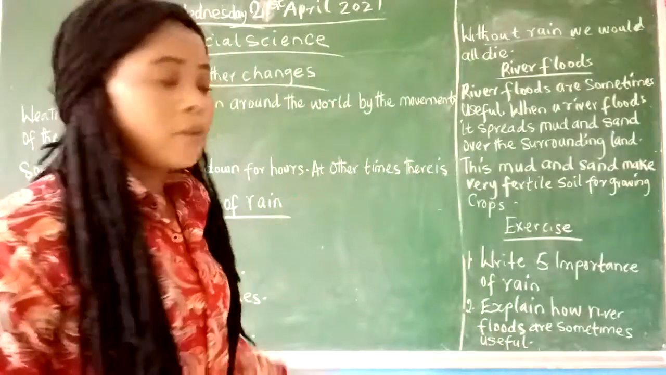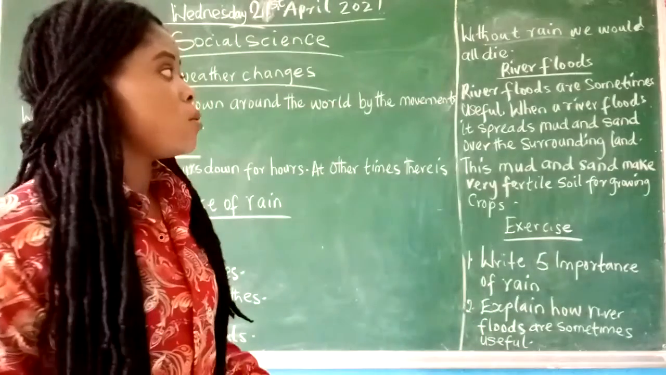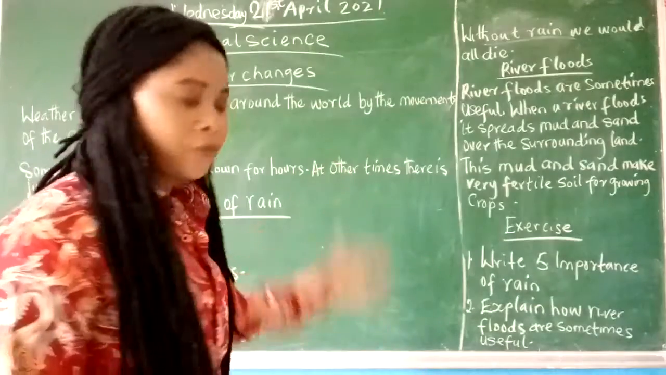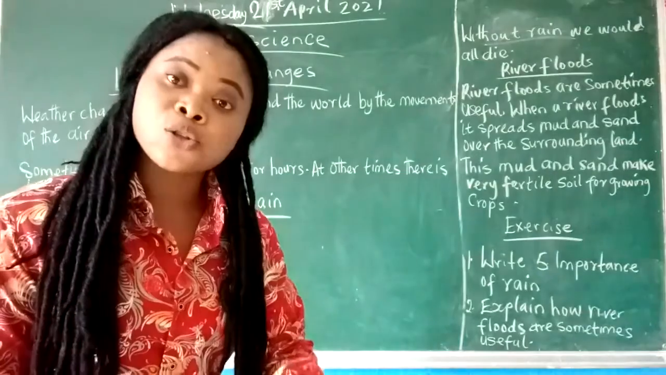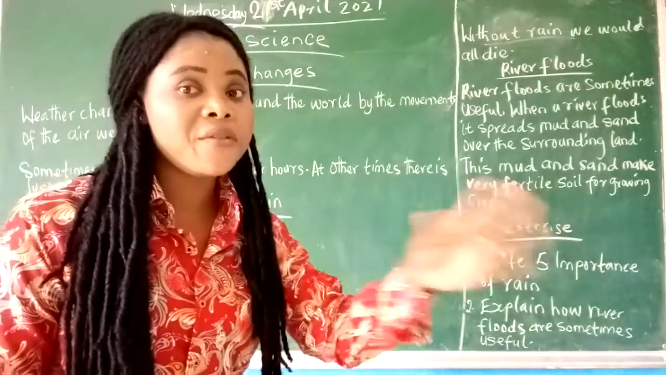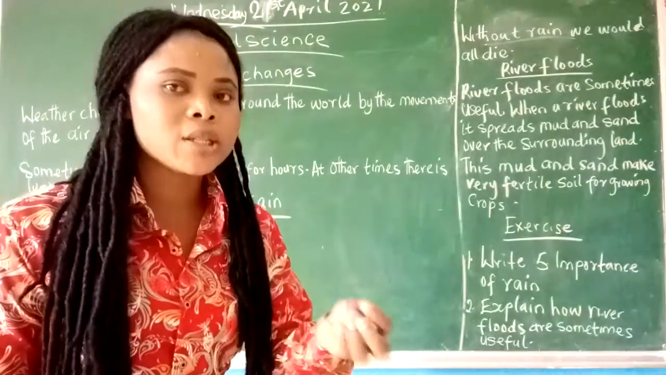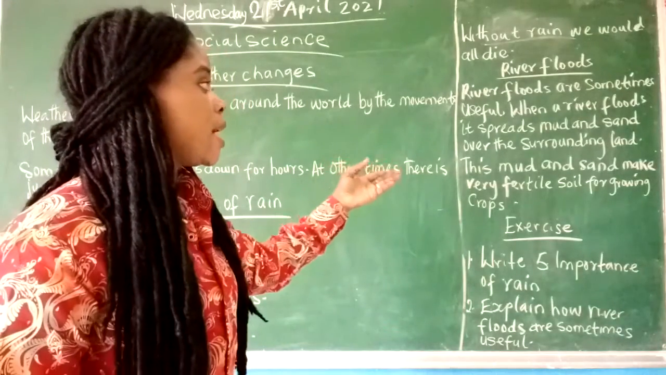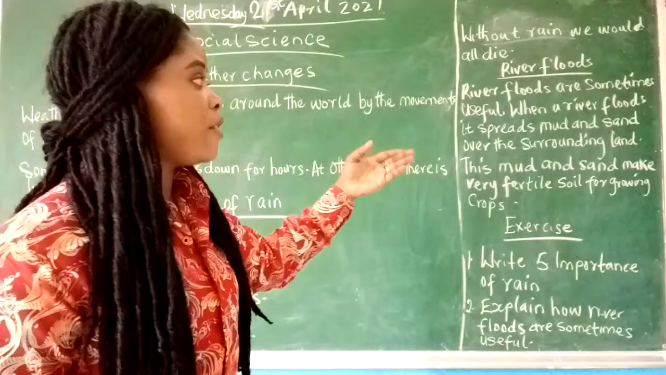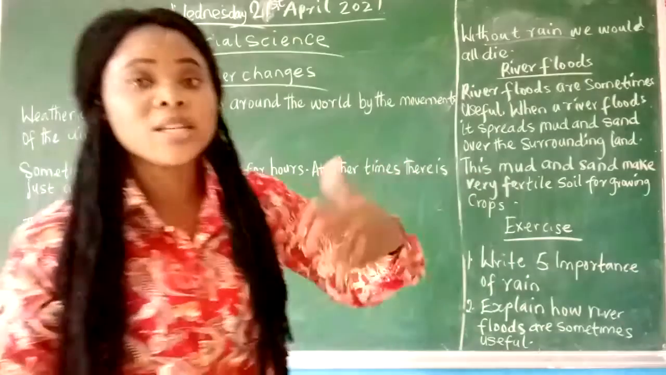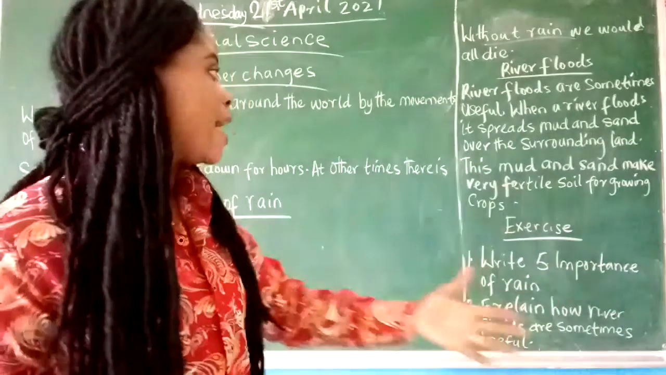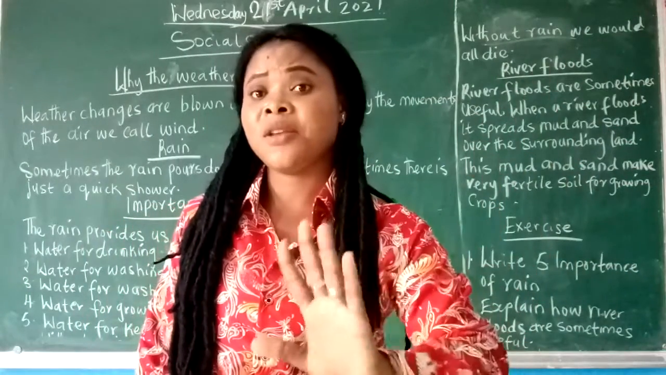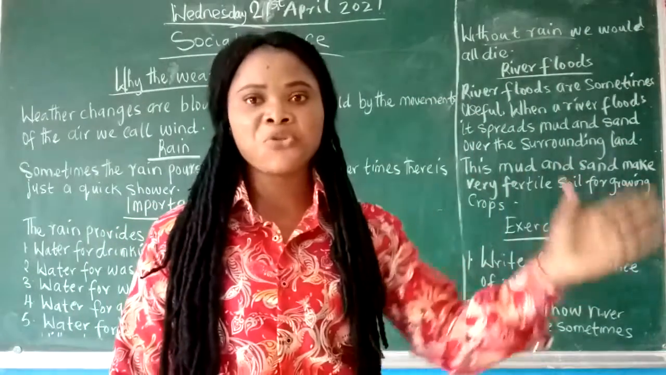Good. Now river floods. River floods also cause weather changes. Sometimes it's useful when a river floods. Despite the fact that when a river floods, it destroys things, it is also useful. So how is river flood useful? It is useful in the sense that when a river floods, it sprays mud and sand over the surrounding land. You see most of the mud. How many of you have seen such an area before? Good.